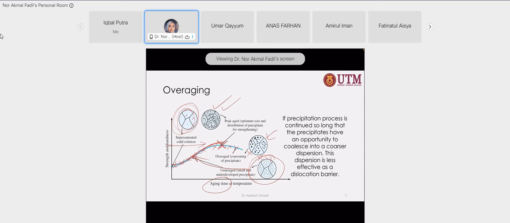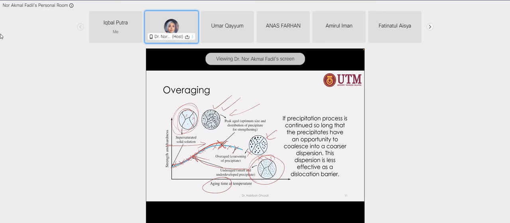Because the number of atoms is similar, the number of elements inside your alloy is still the same. You don't add more aluminium inside your copper, you don't add more copper inside your aluminium, so the amount of elements inside is still there. You only need to design the structure of each element inside, which is in the form of precipitate. So if you generate more precipitate at a specific size, like this, you can increase the strength.